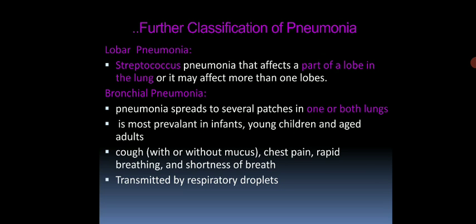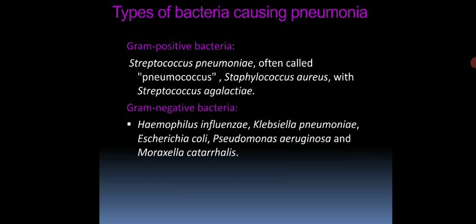Then, further classification of pneumonia. Lobar pneumonia is caused by Streptococcus pneumoniae and affects a part of a lobe in the lungs, or it may affect more than one lobe. That's why it is known as lobar pneumonia. And bronchial pneumonia spreads to several patches in one or both lungs, and it is most prevalent in infants, young children as well as aged adults. Cough with or without mucus, chest pain, rapid breathing and shortness of breath are common symptoms, and it is mostly transmitted by respiratory droplets.